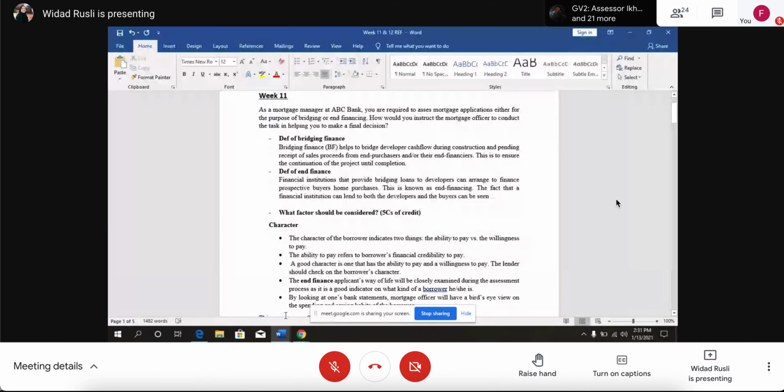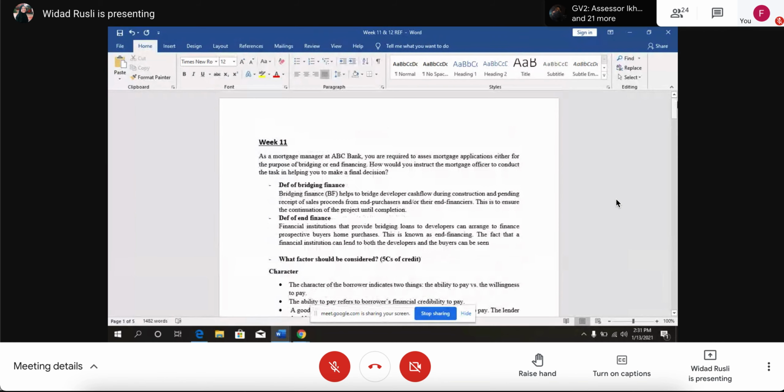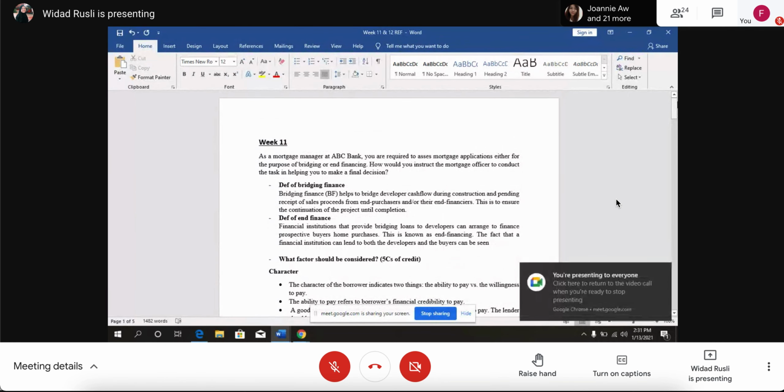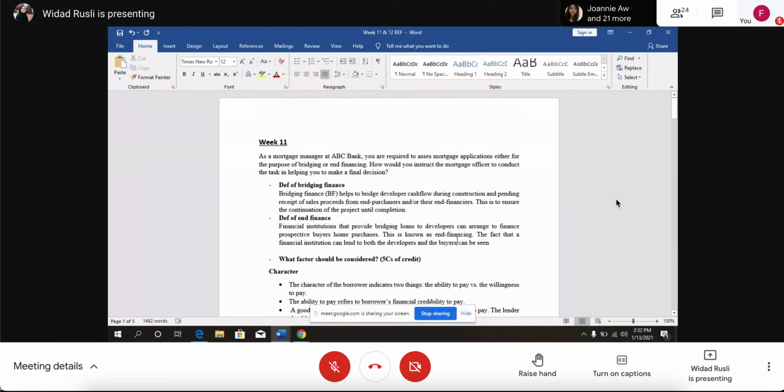Doctor, can you see my slide? Yes. All right, just describe the framework first, as usual, before you start with your answer. So basically, I started with the definitions of bridging finance and end finance, and what factors should be considered by the mortgage officer. For the definition, bridging finance helps to bridge the developer's cash flow during construction and pending receipt of sales proceeds.